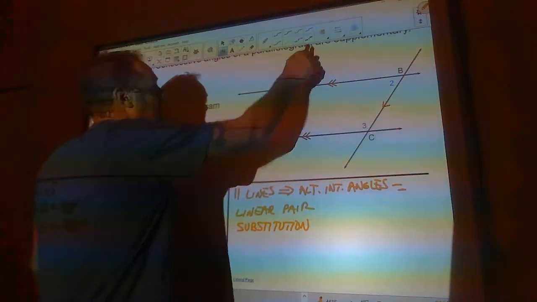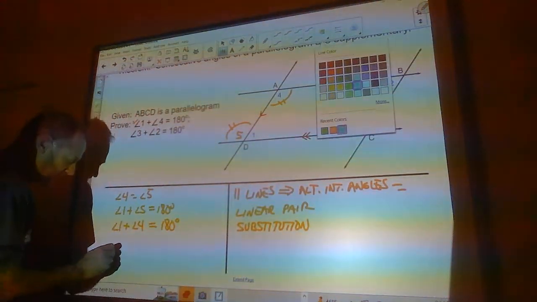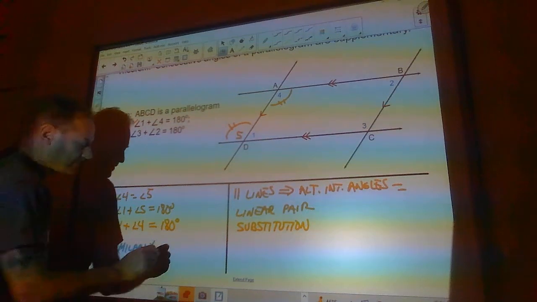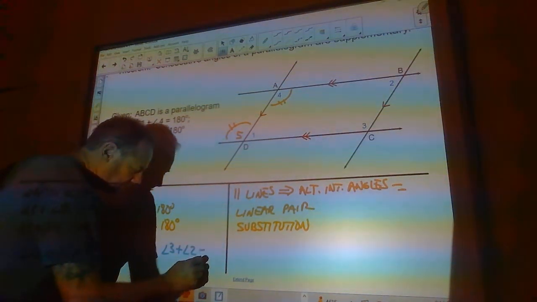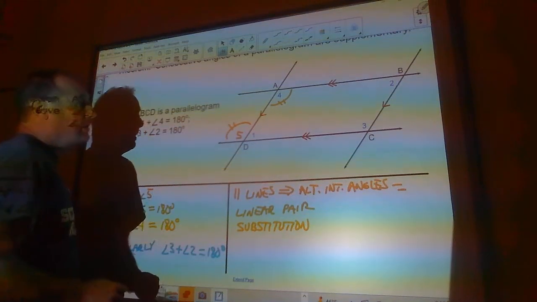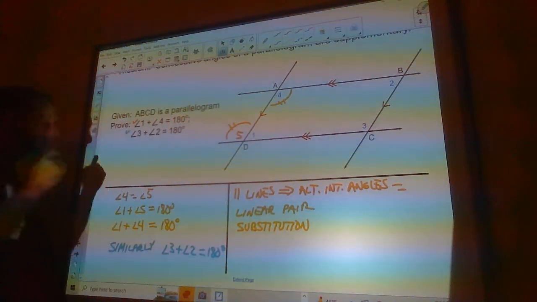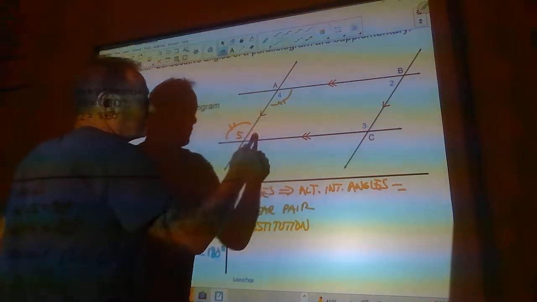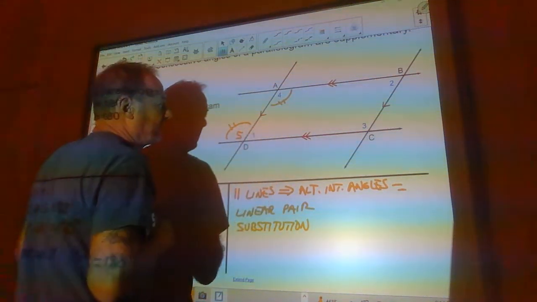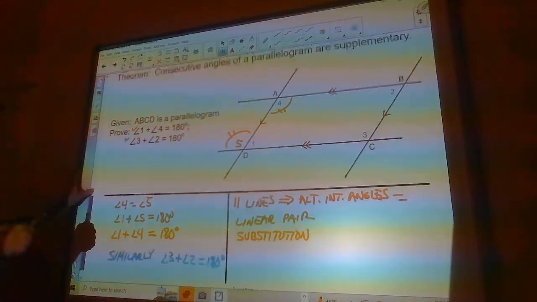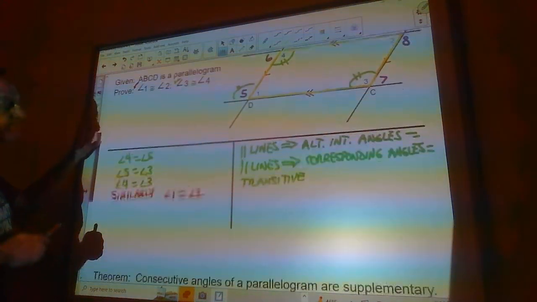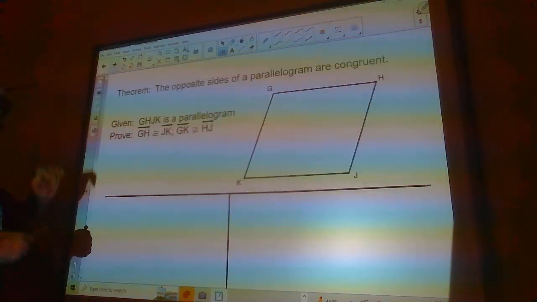Okay, now I can just say similarly, angle 3 plus angle 2 equals 180 degrees. And I'm done. I've proven this one. Okay? So I've now proven that in a parallelogram adjacent interior angles are supplementary. And I've proven that opposite angles have to be equal to each other. Okay? Moving right along.